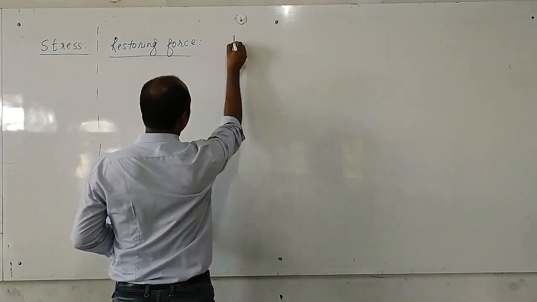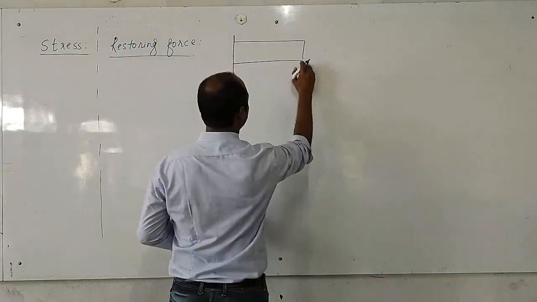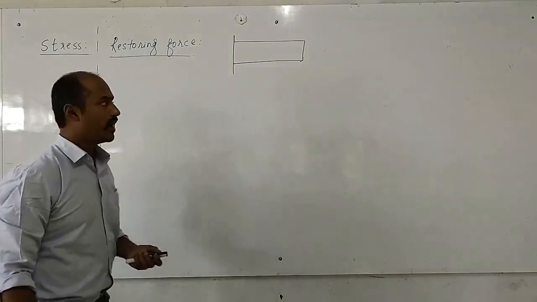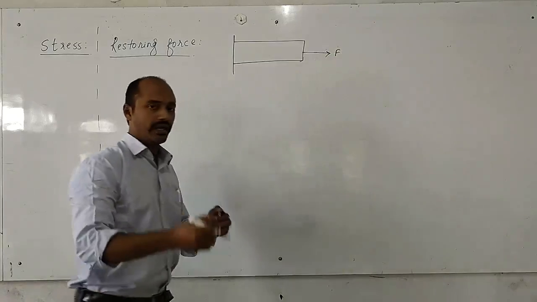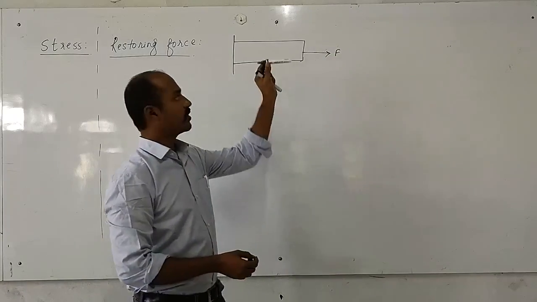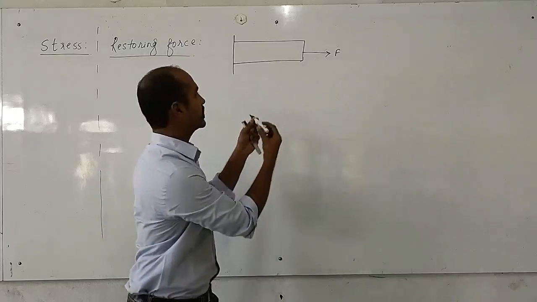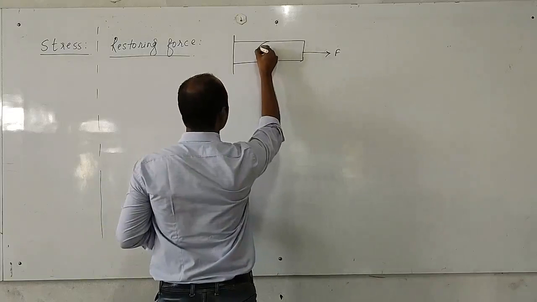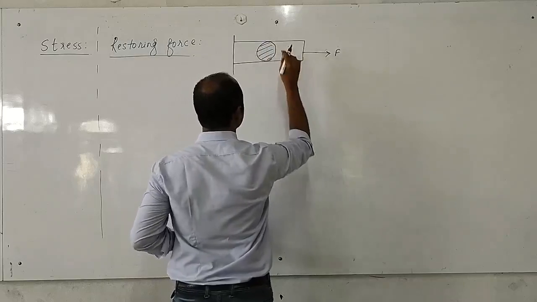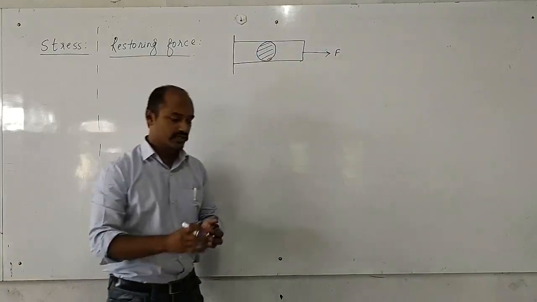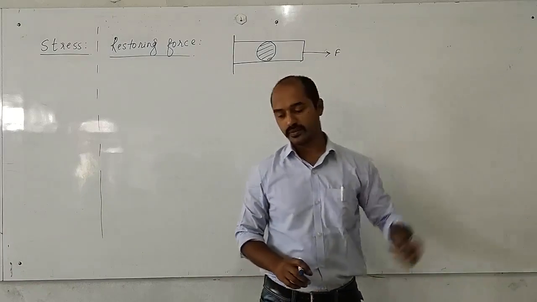So if I take a circular rod, and if I apply the deformation force F here, it is circular, it is like this. I am applying a force here, F. Its cross section is a circle. If I am showing like this, it is a circular cross section, right? So I am applying the deformation force F here.